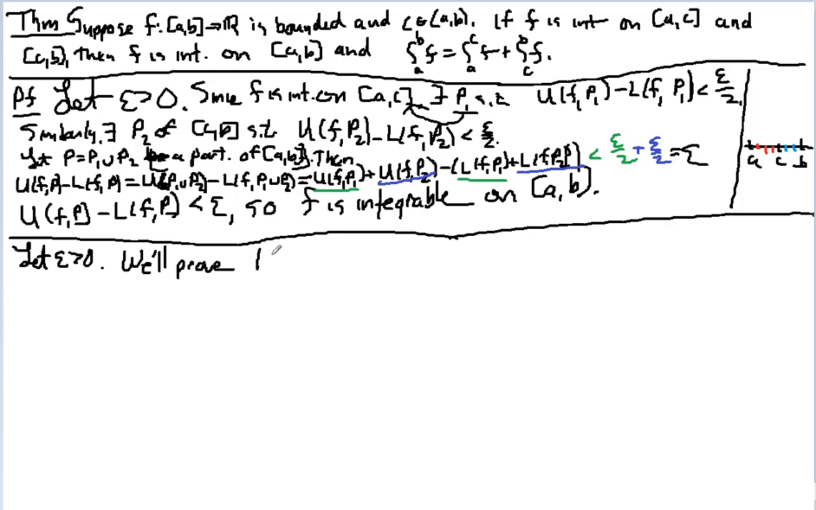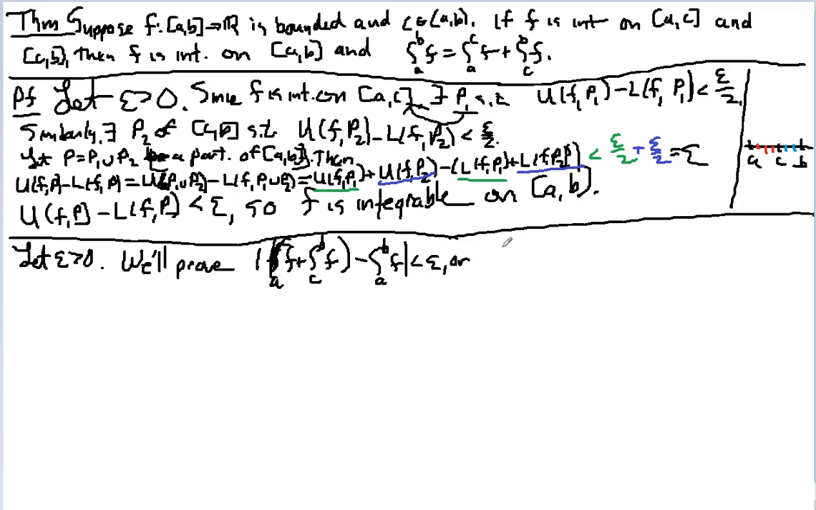We will prove that the absolute value of the integral from a to c of f plus the integral of c to b of f minus the integral of a to b of f is less than epsilon, right? So if you subtract two numbers and the difference is less than epsilon for every positive epsilon, then they have to be the same thing. That's going to be our strategy. But we're going to think of it more like this.